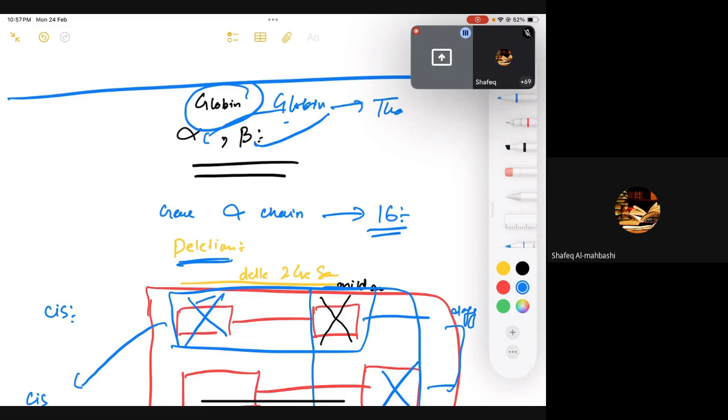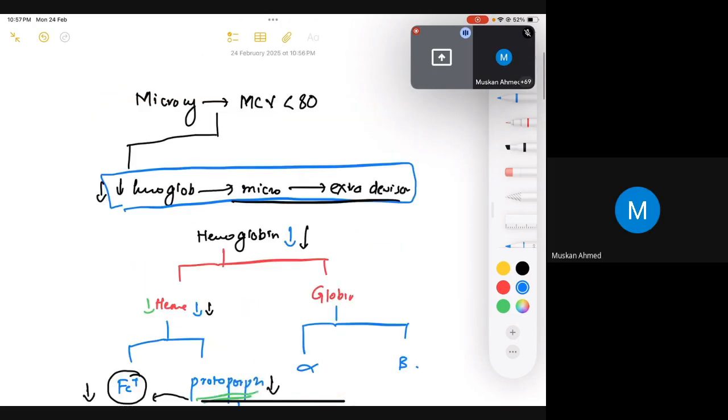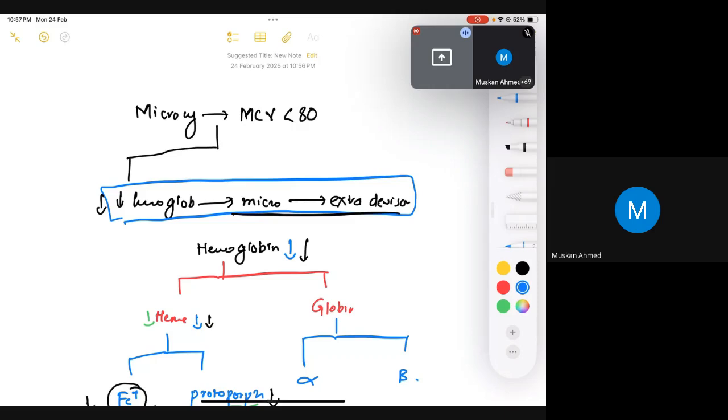Why are we discussing cis and why are we discussing trans? Because cis is bad for your offspring, because the child is going to have more chances to develop anemia, thalassemia. Okay, perfect. So let's carry on our discussion further and let's discuss the other variant of thalassemia, that is beta thalassemia.